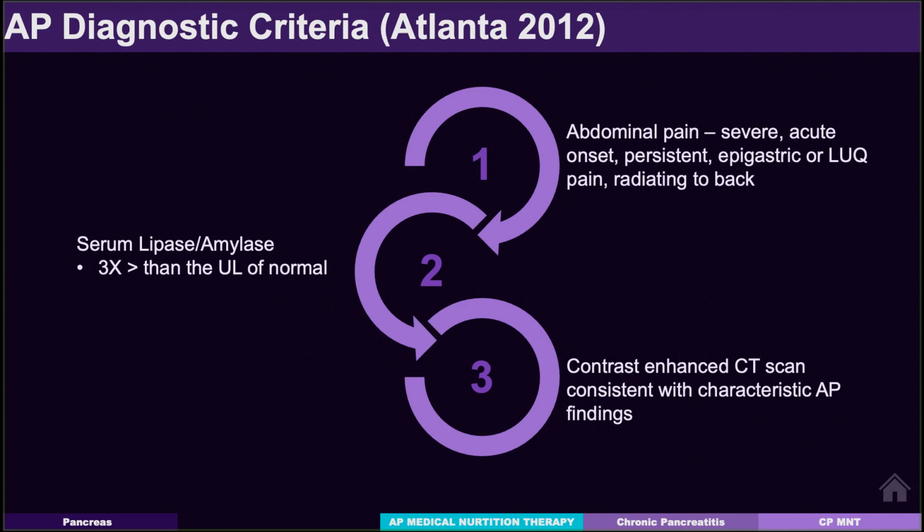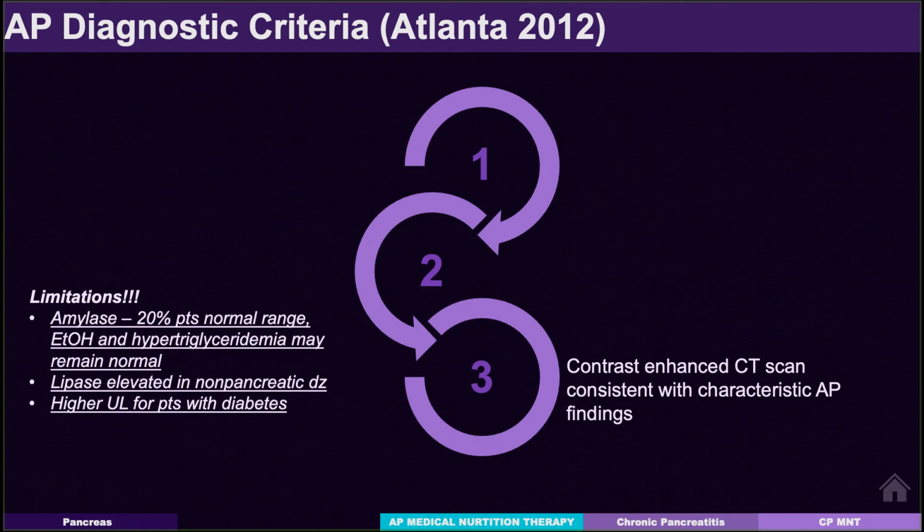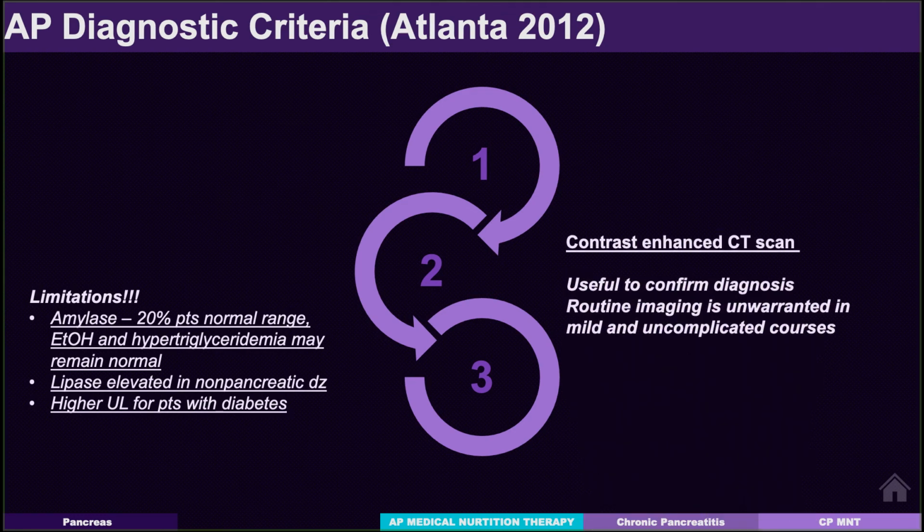We should also note, though, with these criteria for amylase and lipase, that there are limitations in sensitivity and specificity and positive and negative predictive values for serum amylase. Serum lipase is preferred. Some of the other challenges are that amylase rises within a few hours after the onset of symptoms. It returns to normal values within 3 to 5 days, and it also may remain within normal range on admission in as many as 1/5 of the patients. We also see serum amylase concentrations may be normal in alcohol-induced acute pancreatitis and in hypertriglyceridemia. With regard to contrast-enhanced CT scans, while they're useful to confirm the diagnosis, routine imaging is generally unwarranted in mild and uncomplicated courses.